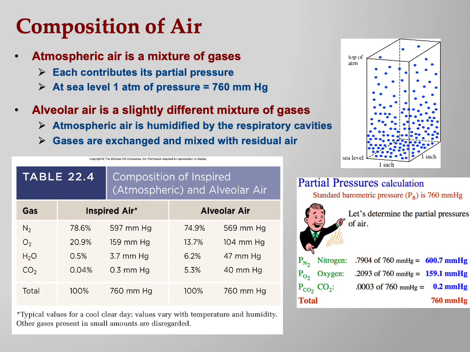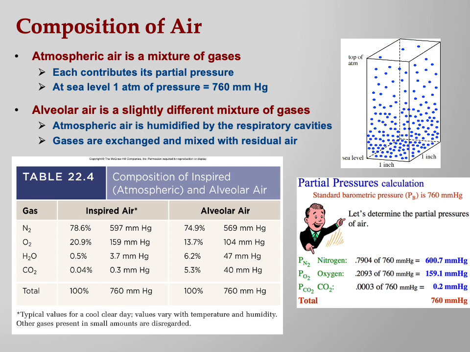Well, see how nitrogen made up 78.6%. So 78.6% of 760 is 569. That is the partial pressure of nitrogen, all right? Do you see how we do that? Oxygen at 21%, roughly 20.9%. That's 159 millimeters of mercury. Notice then that oxygen makes up 159 out of 760. So 159 divided by 760 is 104.